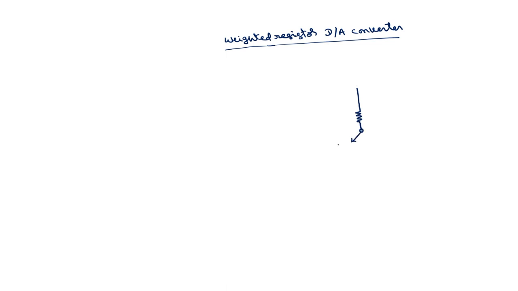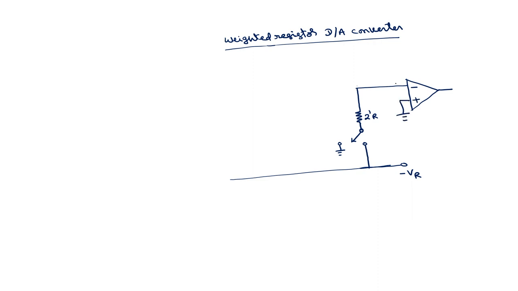There will be a switch which can be either connected to ground or connected to minus VR, the reference voltage. The weight of this resistor is 2 to the power of 1 into R. This will be connected to the current to voltage converter, with say feedback resistance RF. This is the analog output voltage.